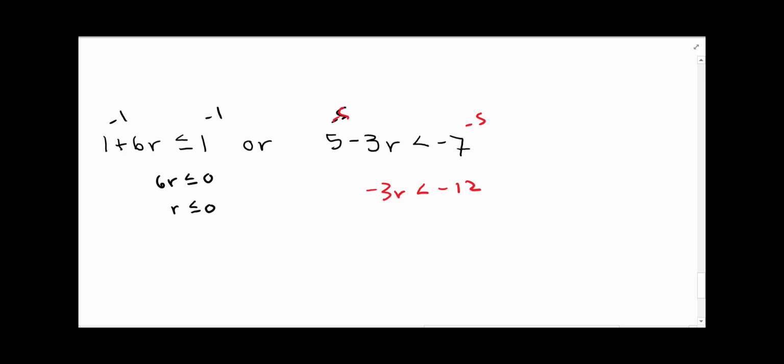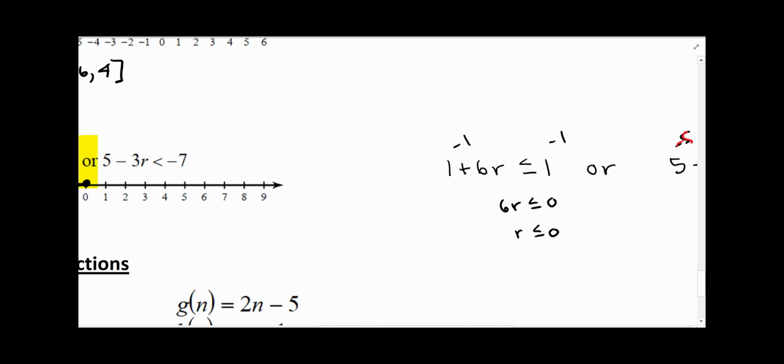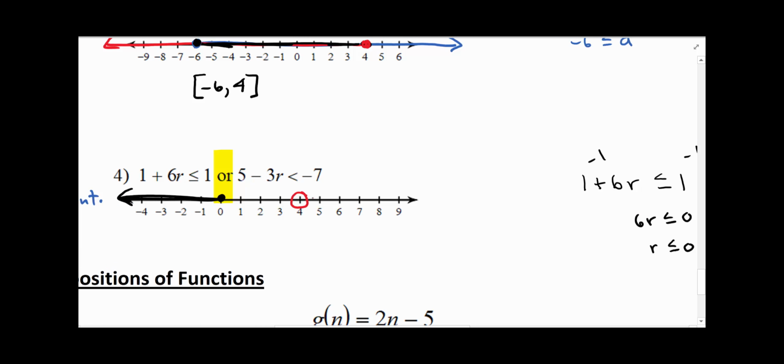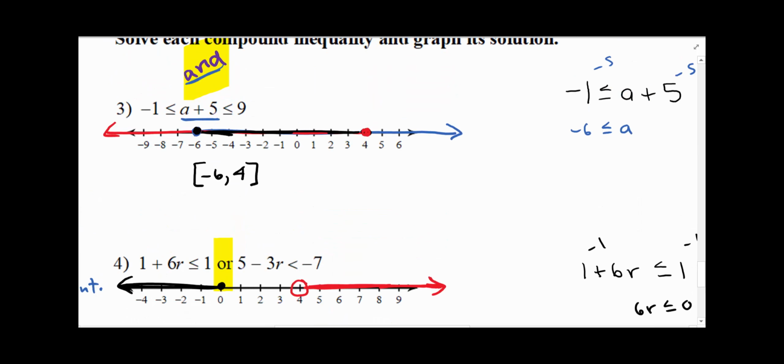Here's the tricky part. Remember on inequalities, when you divide or multiply both sides by negative, remember this was negative, this was negative. When I divide by negative, this is now positive, this is now positive. The signs change, so we have to change the inequality. This now says that r is greater than 4. So we come over here, put a hollow dot at 4. And so notice most of the time, not always, most of the time when they're or statements, they're going to be going in opposite directions. And when they are and statements, they overlap each other. All right, that's it for this one.